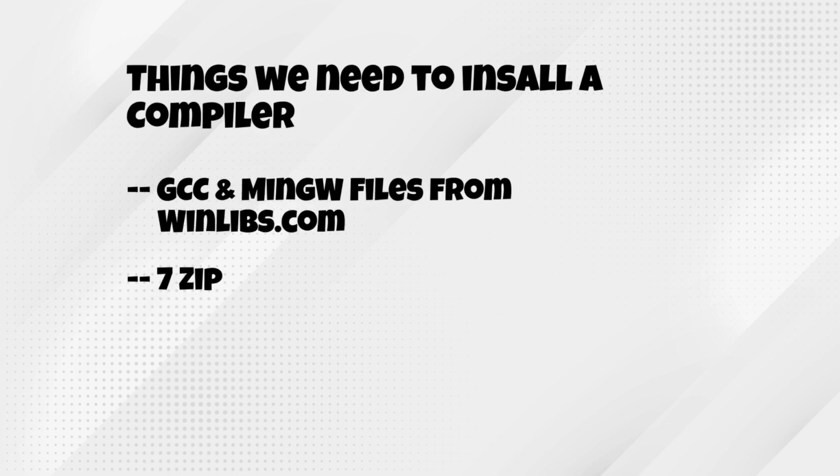To compile our C programs, we need something called GCC, and we get this file with the MinGW file bundles. We are going to download this file from winlibs.com as a zip file. And we are going to download another file called 7zip, which we are going to use to unzip the file that we download from winlibs.com.